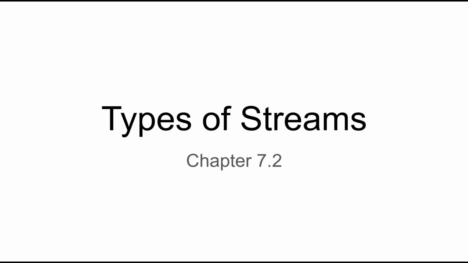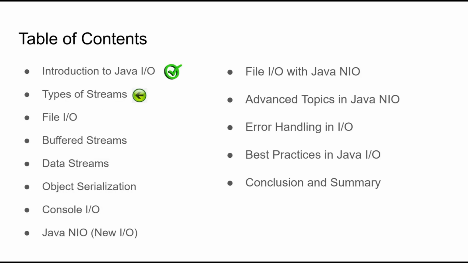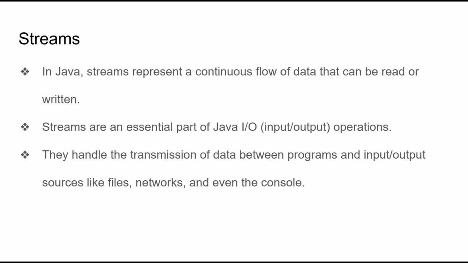In our previous video we discussed an introduction to Java IO. Now we'll see the types of streams. First of all, what do we mean by streams? Streams are a continuous flow of data, that can be either reading data or the data which we want to write. Streams are an essential part of Java IO, input and output.